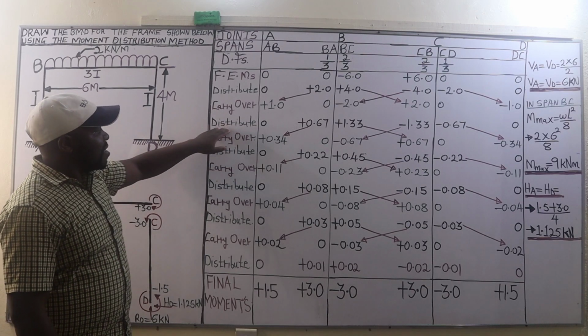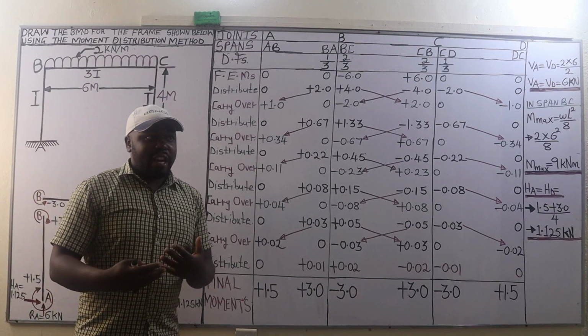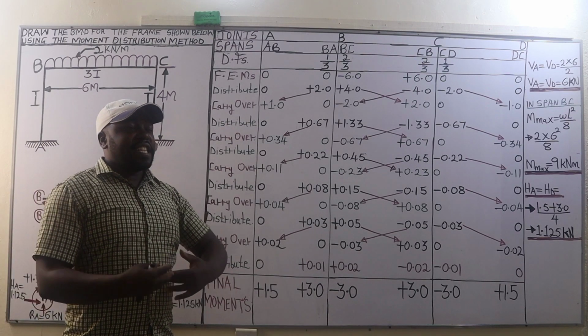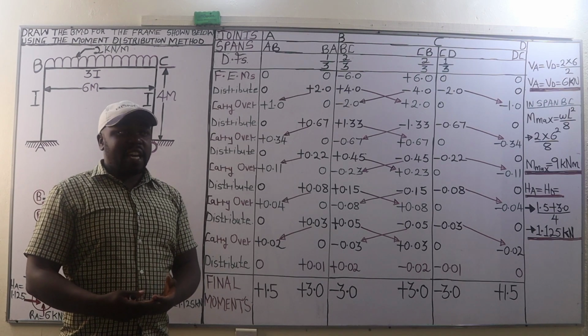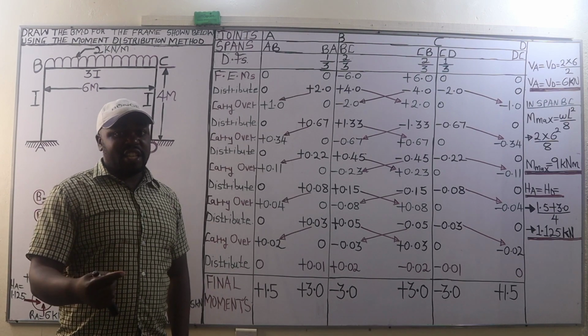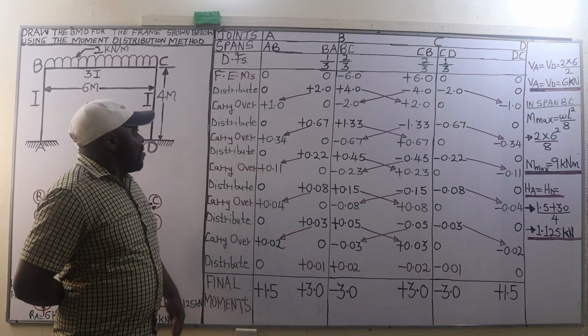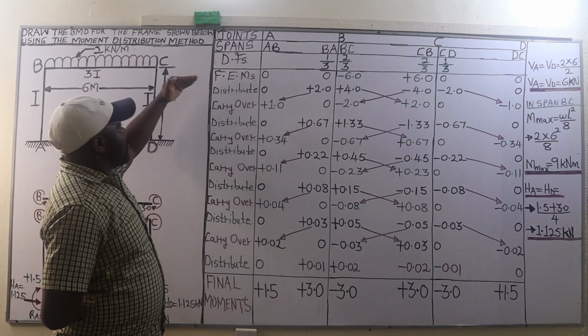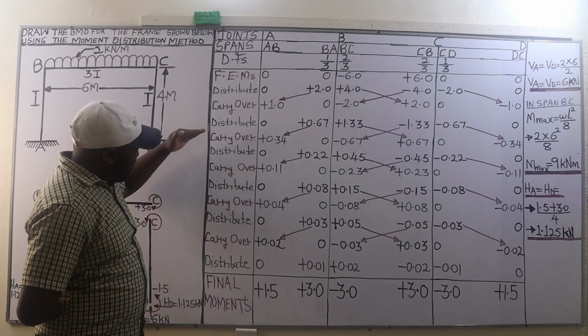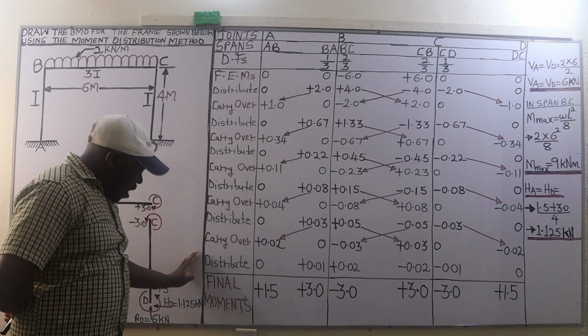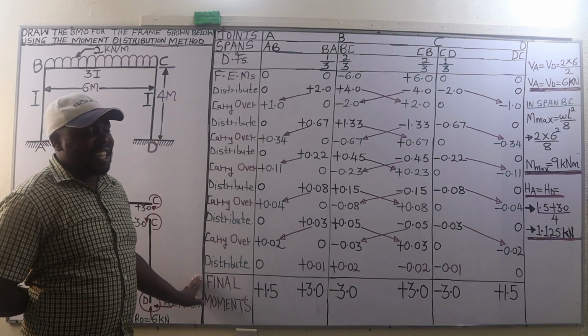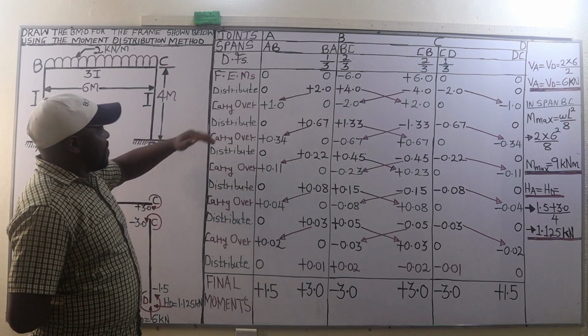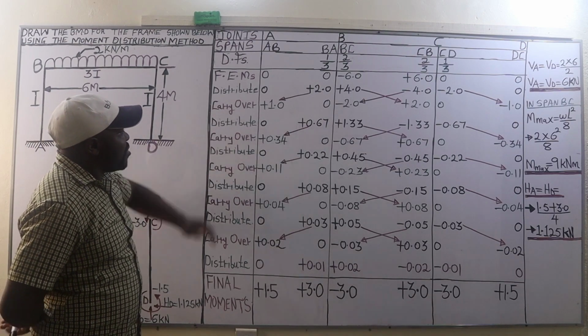Then after that we distribute, and remember we are going to follow that procedure until we arrive at the required degree of precision. Therefore we are going to have all those steps: distribute, carry over, distribute, carry over, distribute, carry over, all the way. Very, very interesting, huh? So after carrying over, we are going to distribute.